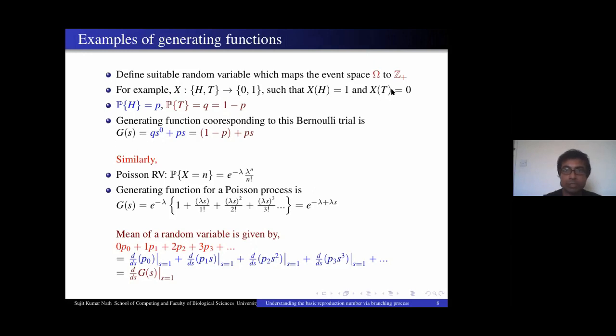q is the probability of 0, so q into s to the power 0, plus p is the probability of 1, so p into s to the power 1. So this is the generating function of a Bernoulli trial.